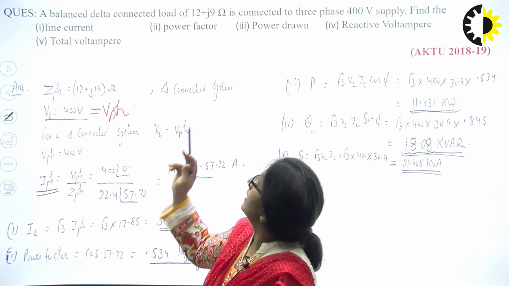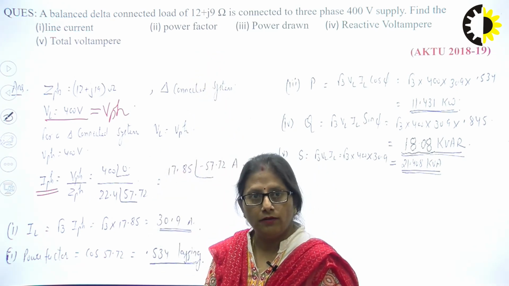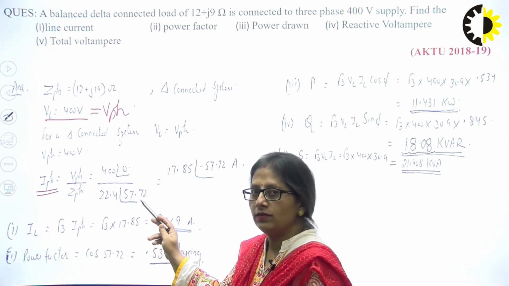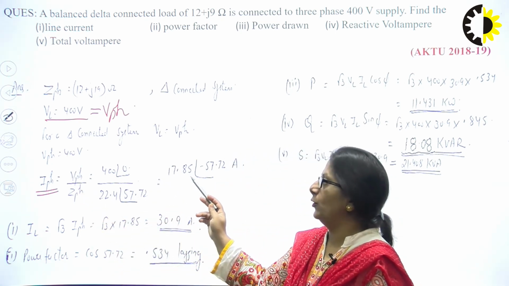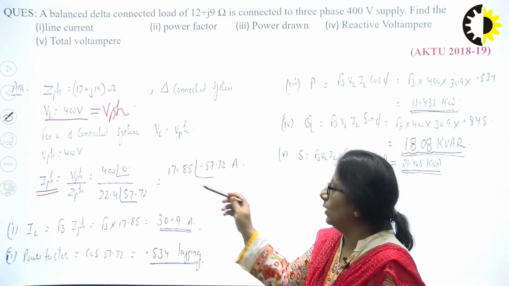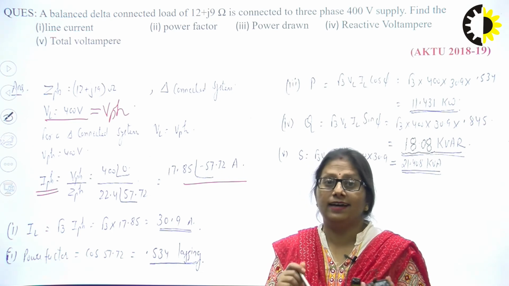Z phase has been given to us as 12 plus J9. I can convert that into polar. That is equal to 22.4 with an angle of 57.72. So the I phase is going to be 17.85 with an angle of minus 57.72 ampere. This is my phase current. But the question asked is line current.